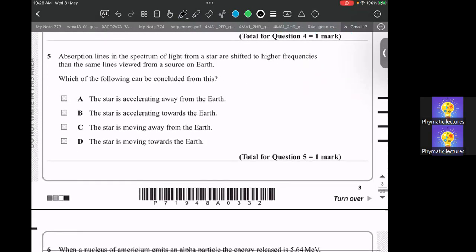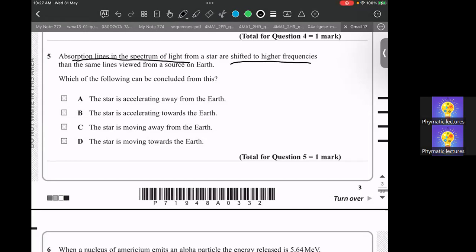Now, question number 5. Absorption lines in the spectrum of light from a star are shifted to higher frequencies than the same lines viewed from a source on the earth. So here a shift has happened, and this apparent shift concept is known as the Doppler effect. Which of the following can be concluded?